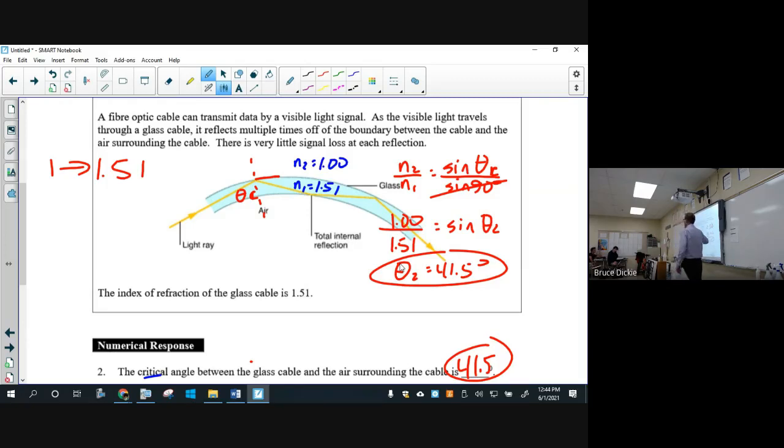So this is not a massive difference in index. That gives us a critical angle that's actually fairly big. If we used a material that had an index of refraction of 1.8, let's say, 1 and 1.8, the critical angle would go down. The critical angle would go down.